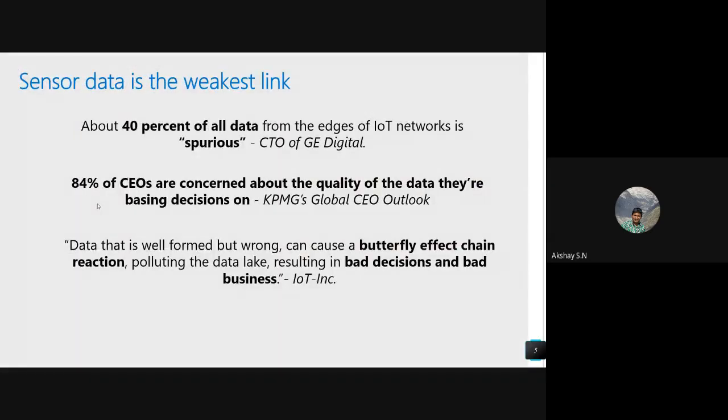The sensor data, we are not the first ones to say sensor data is not good. There are several reports, for example, where the CTO of GE Digital says that about 40% of all IoT data is spurious. And there is another quote which says 84% of the CEOs who are deploying IoT sensors are concerned about the quality of the data. Eventually, bad data simply means a butterfly chain effect, which means you pollute the data lake, you take bad decisions, and it results in bad business decisions. So data plays a critical role.